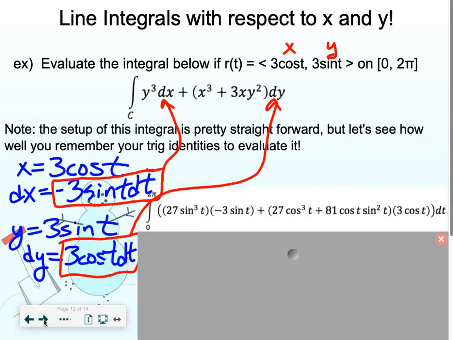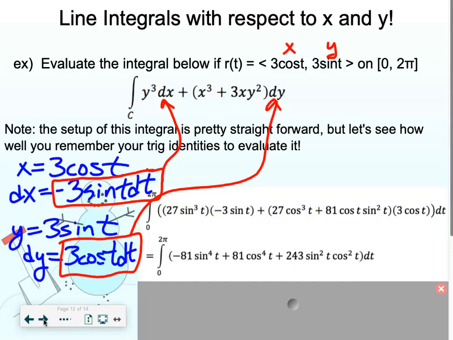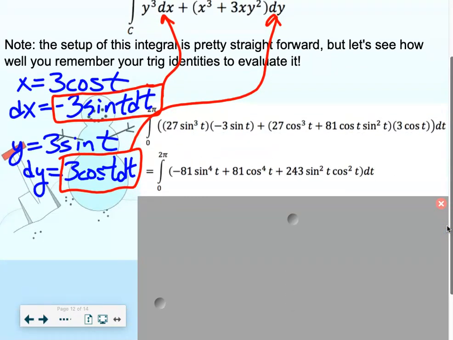Okay, if we clean this up, I don't want to sit here and evaluate integrals all day. So if we clean this up, we end up with this. We have negative 81 sine to the fourth plus 81 cosine to the fourth, plus 243 sine squared cosine squared. This is almost yelling factor. Does this make you think factor? No? Not at all? No.